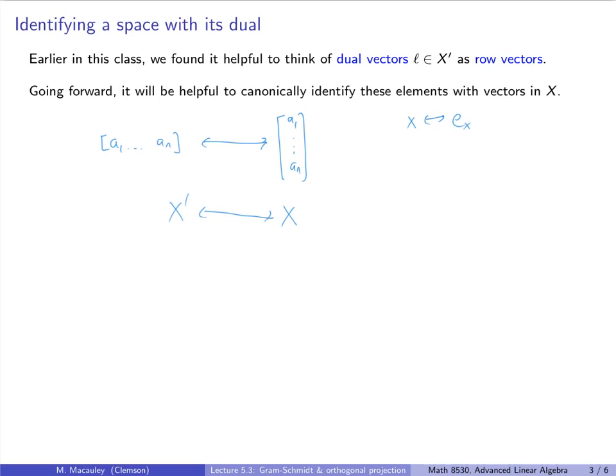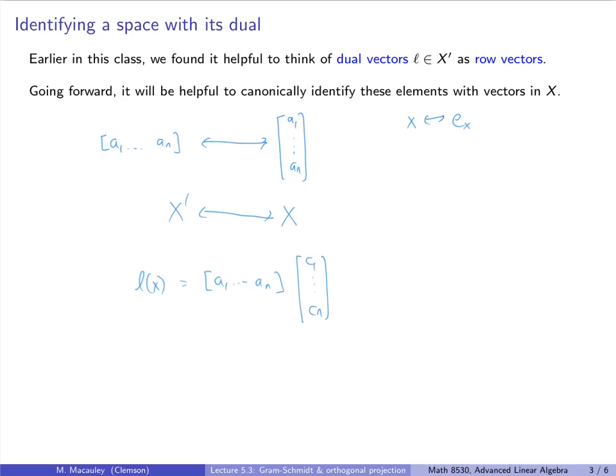But here, in this setting, remember that I talked about L of X. Think about that as a dot product, as x1 up to xn times c1 up to cn, just as multiplying a row vector times a column vector. And this is the dot product. This is symmetric bilinear form.